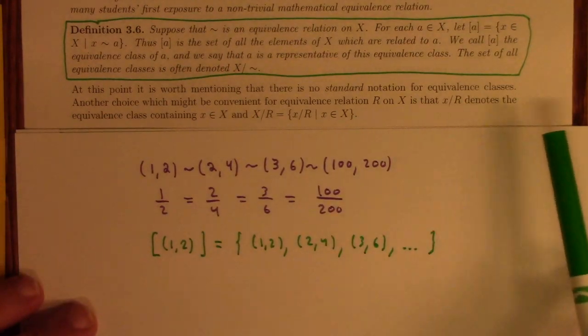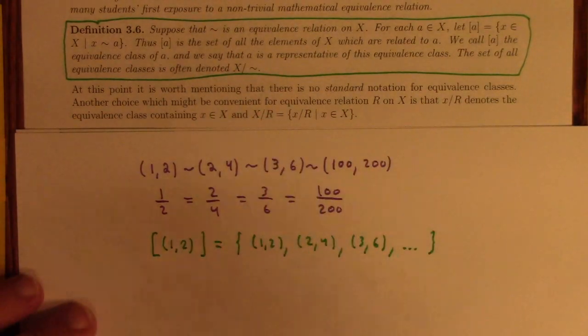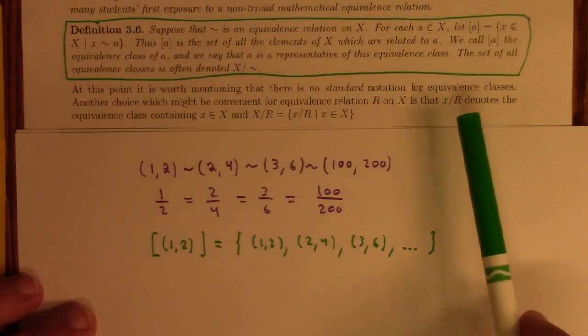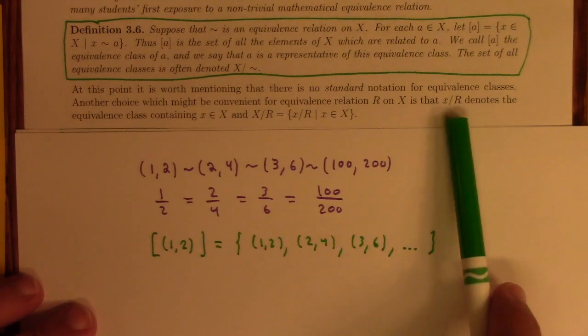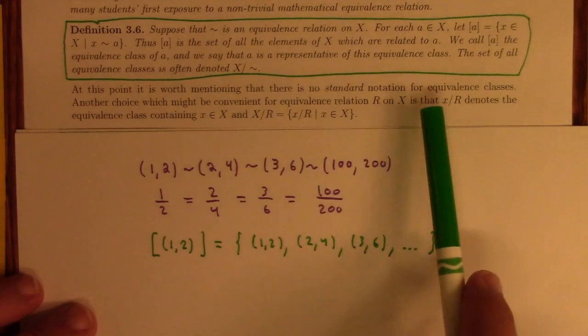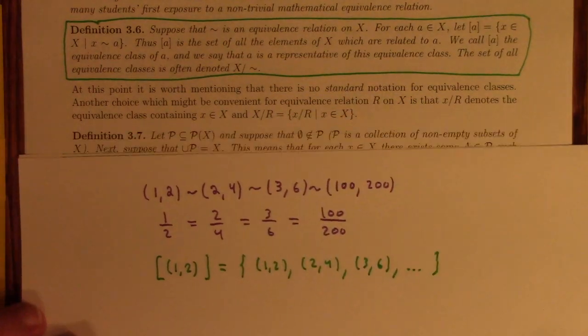As Bill warns, there's no standard notation for equivalence classes. Another choice might be convenient: for the equivalence relation R on X, X mod R denotes the equivalence class containing X, and big X mod R is the set of all equivalence classes.